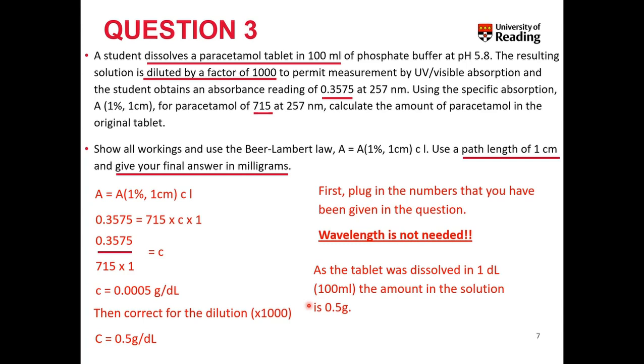However, you've been asked to give your answer in milligrams, and therefore you need to do a final conversion. So you convert from grams to milligrams by multiplying by 1,000. And you'll get that you have 500 milligrams in the original tablet.